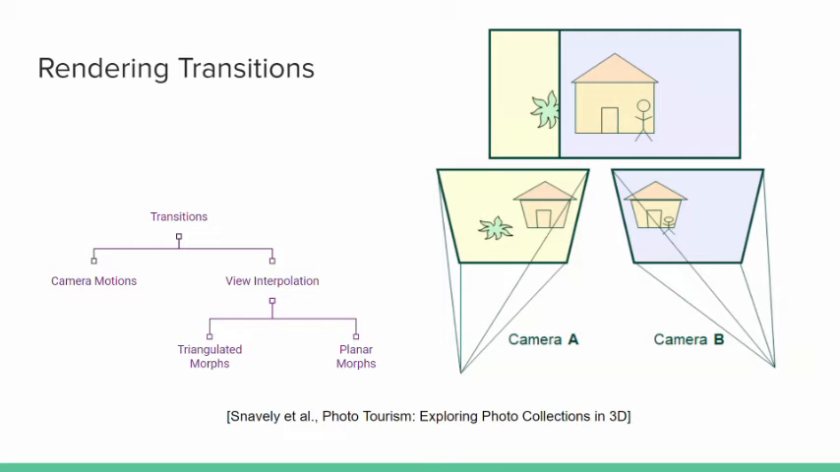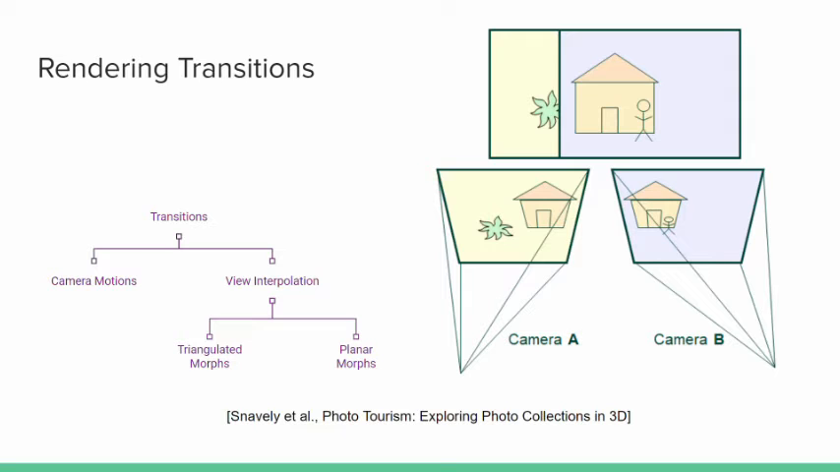Say instead we want to transition but also keep an object in focus. In this case, we orient the camera to the mean of the selected points before the transition. So the second method is something called view interpolation. This is a more intricate technique and also has two subtypes.